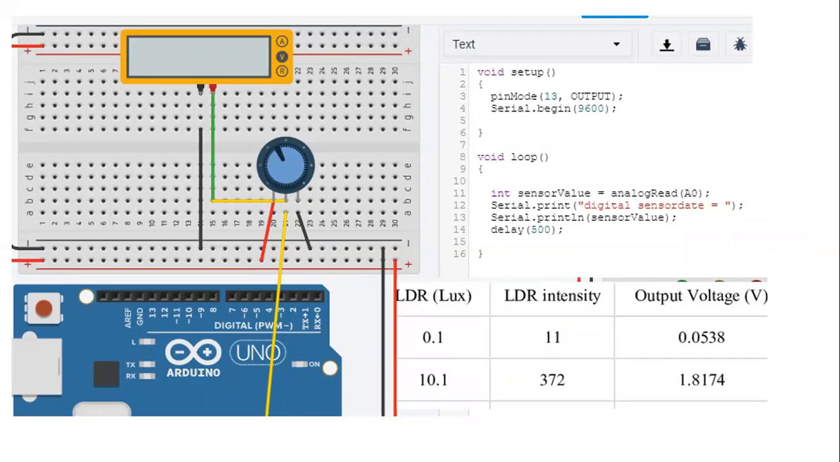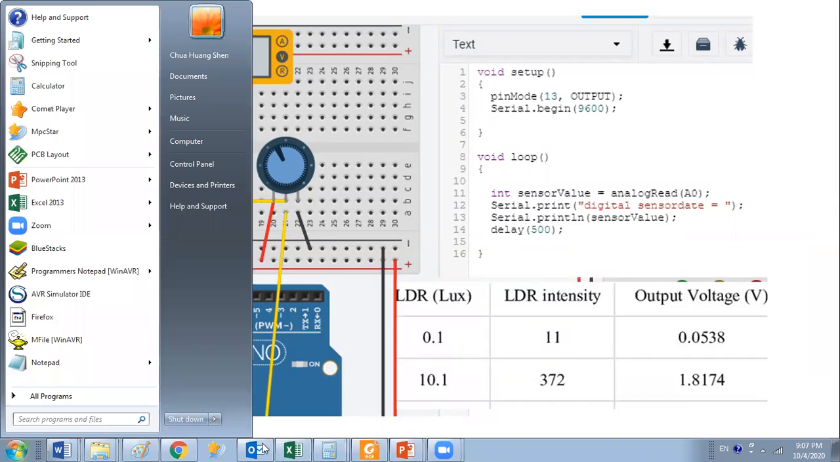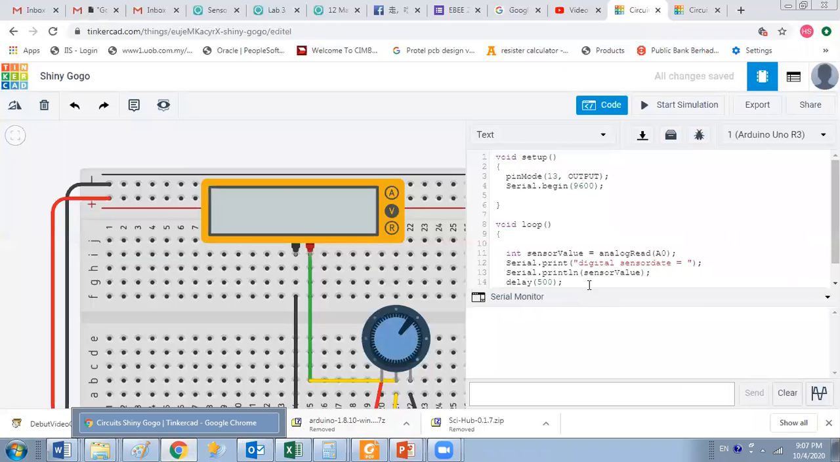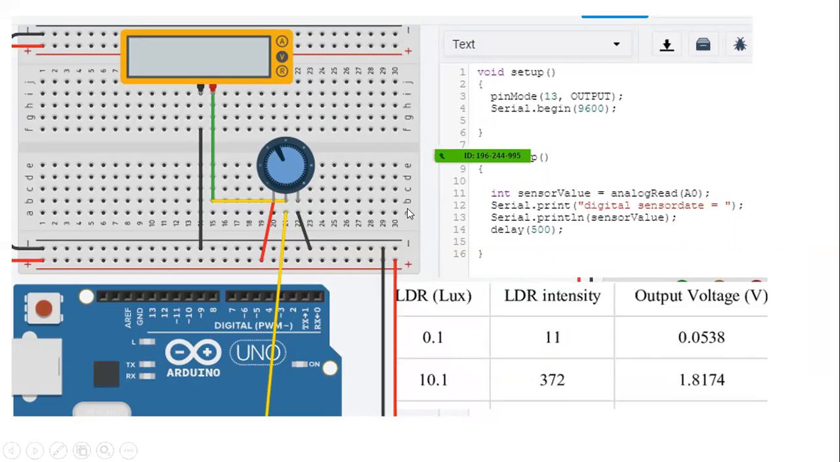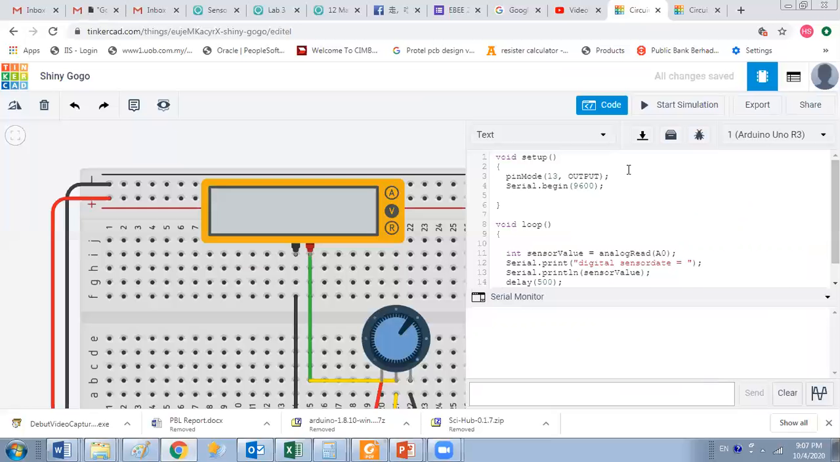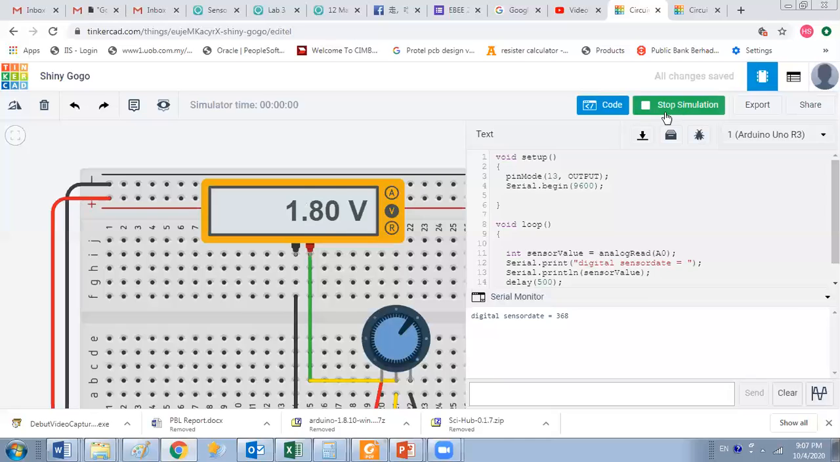All right, so this is output voltage data. We can use this variable resistor to simulate the output voltage of an LDR. So now look at the TinkerCAD software here. This is a TinkerCAD circuit that is already drawn, and this is actually a display of the voltage. As we can see, the voltage we want now is about 1.8 volts. When you see the simulation, it is already adjusted to 1.8 volts.